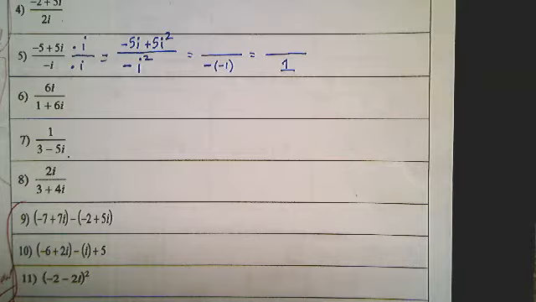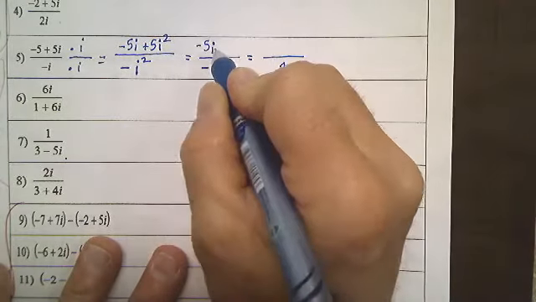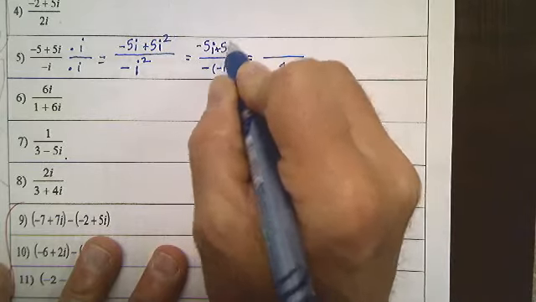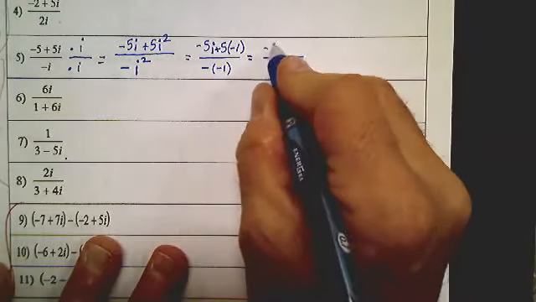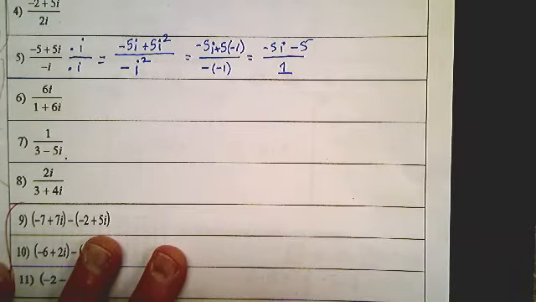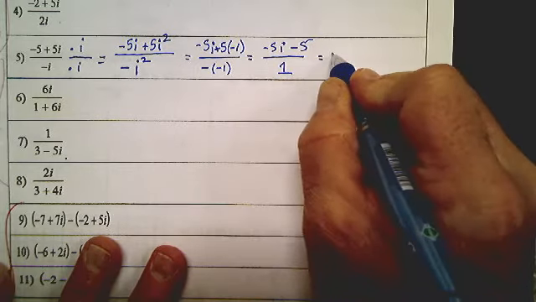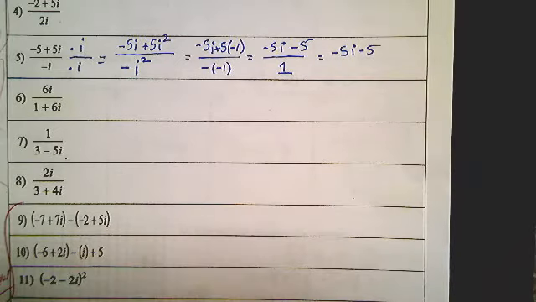Our whole objective is to eliminate the i in the denominator. So I would write -5i plus 5 times -1, -5i minus 5. I don't like the 1 on the bottom. I don't need the 1 on the bottom, so I'm just going to simply write -5i minus 5. And that would be my answer.